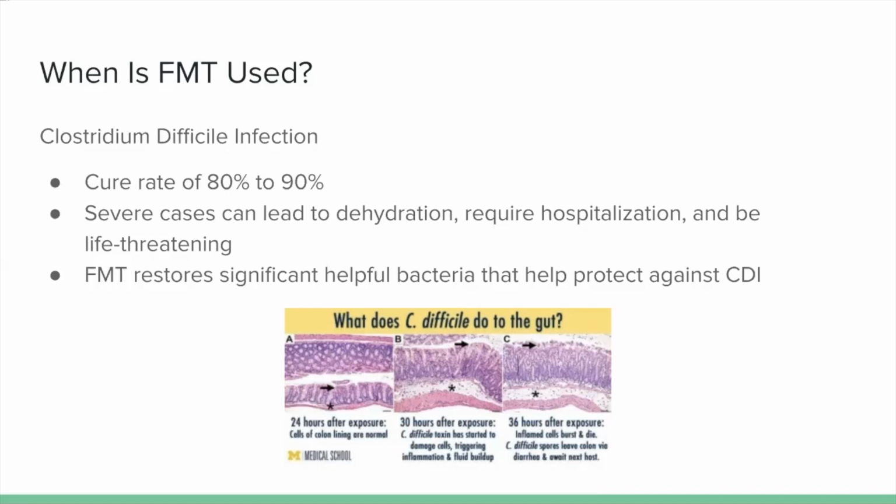It causes 500,000 infections in the US per year, and 1 in 6 C. diff patients will get it again in the next 2 to 8 weeks. FMT is most effective at treating C. diff, and the vast majority of patients will be cured of recurrent infections with a single treatment.